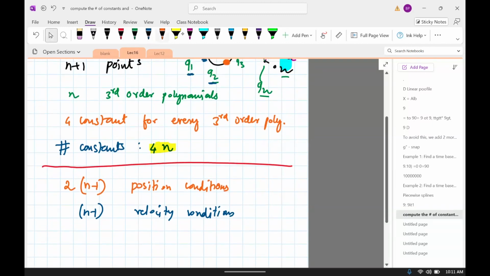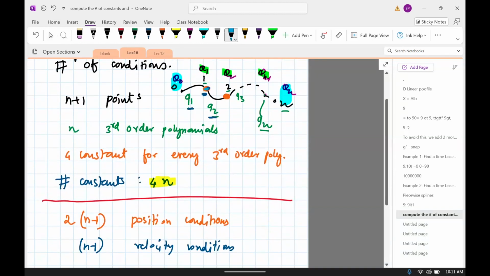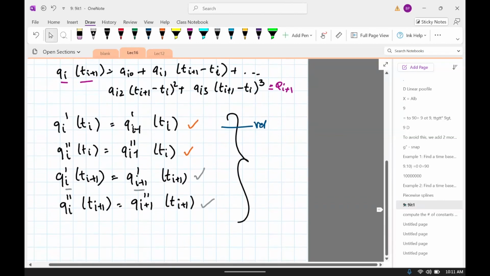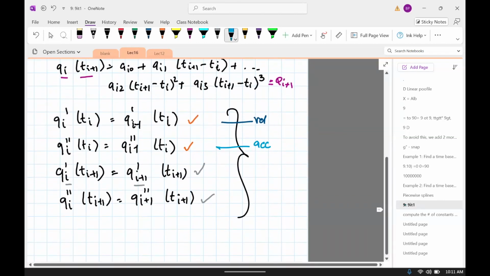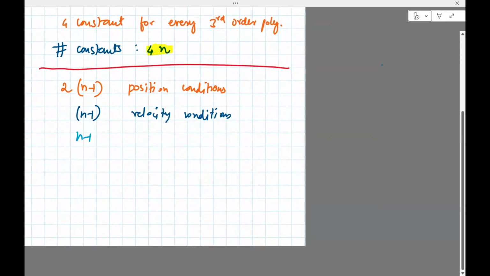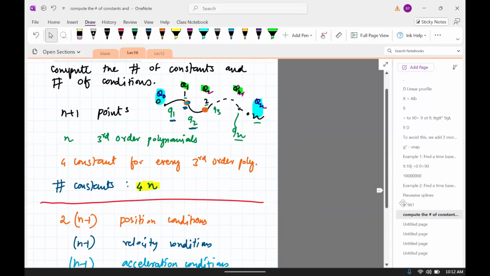Okay, next, we also have a similar thing for acceleration. Again, at this point, acceleration should be continuous. If you go back here, that condition was here, acceleration. So we have here n minus 1 acceleration conditions. Okay, now one thing I'm missing though, so let's see if I've covered everything.